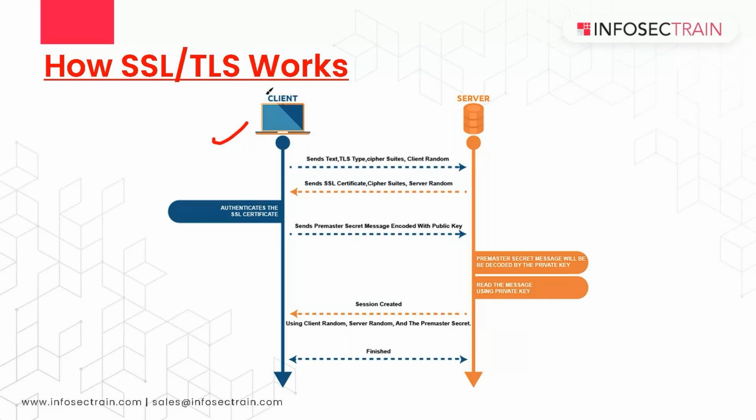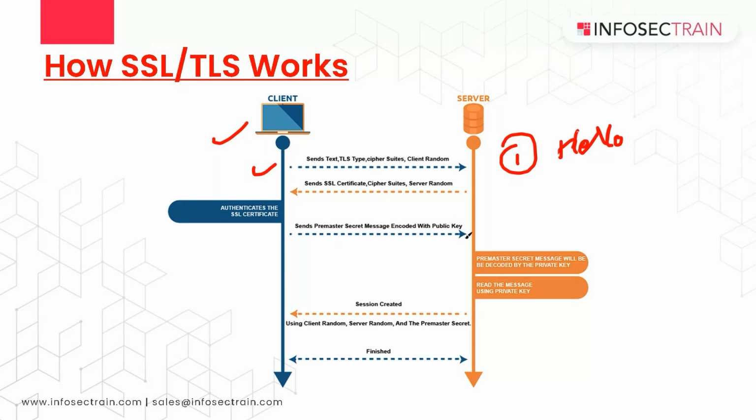A three-way handshake process, an interaction between our client and our server. The very first step: the client will be sending a hello message to our server, asking for a secure connection. So the first one we have is the hello, and this client is requesting secure communication. For that, it is sending a hello message to the server.